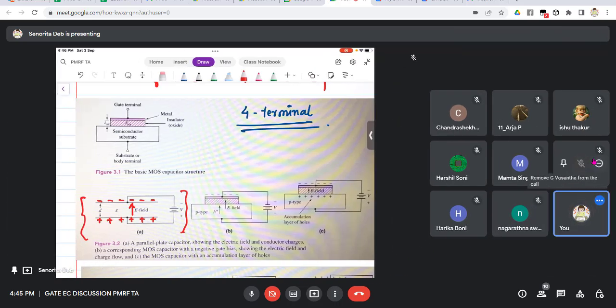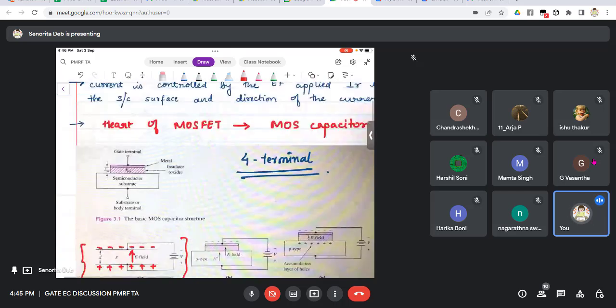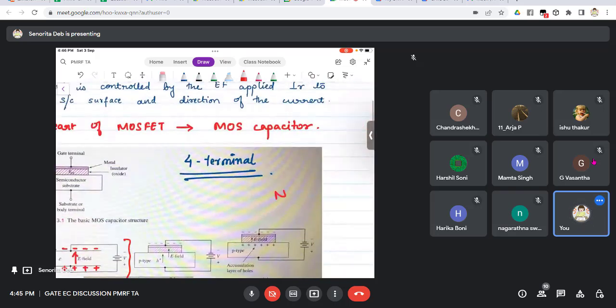So now you can see that the second one shows the MOS capacitor. A is the parallel plate capacitor, and B is the MOS capacitor. Everything I have taken from Neamen's book. It's well explained there. Neamen's book does not have very detailed explanations, it is just a normal explanation for the basic thing.